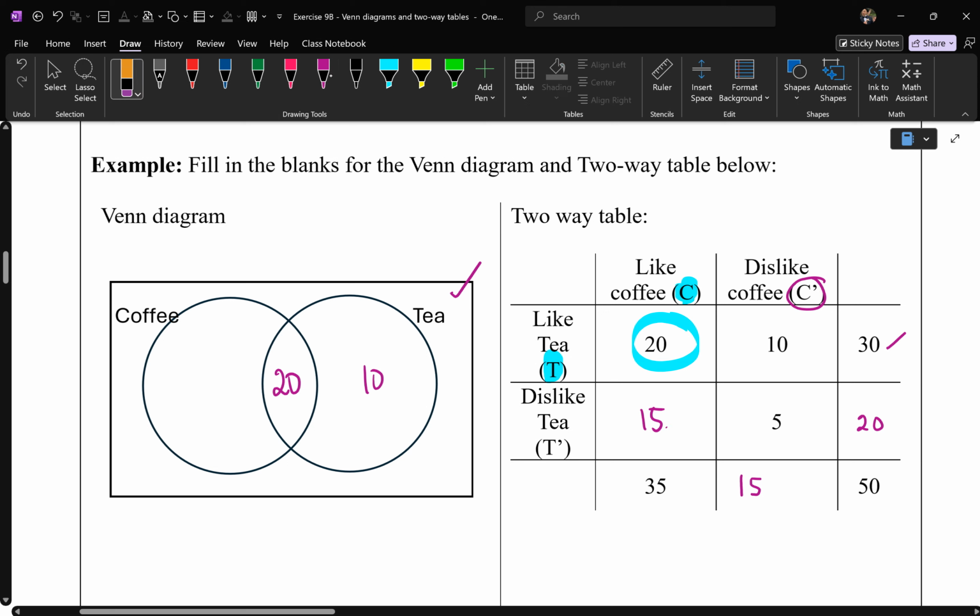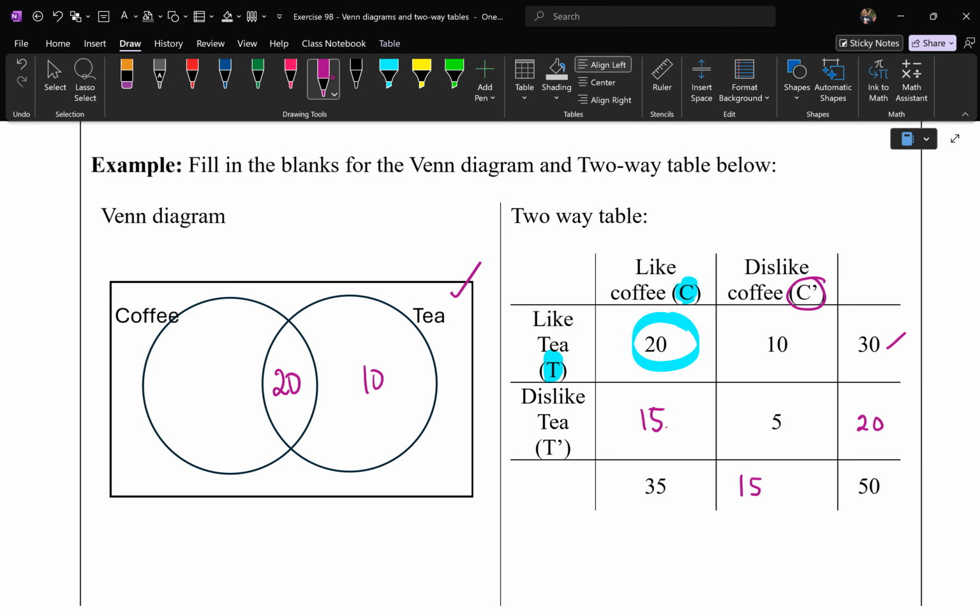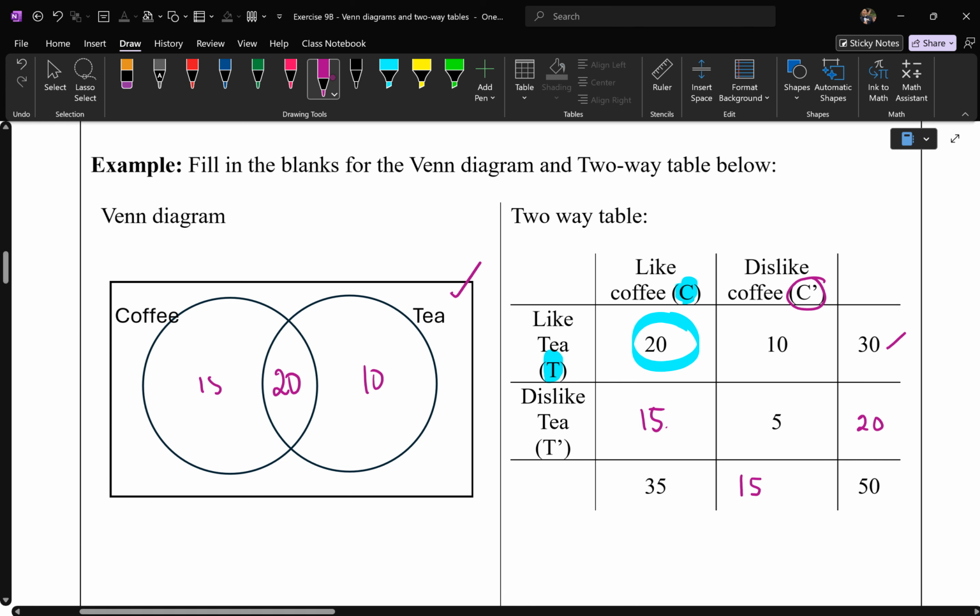So we fill in the regions now. Who likes coffee but not tea? Well, we've got 15 who love coffee but not tea. Okay, and then lastly, who doesn't like coffee and tea? Well, you got 5 of them on the outside.